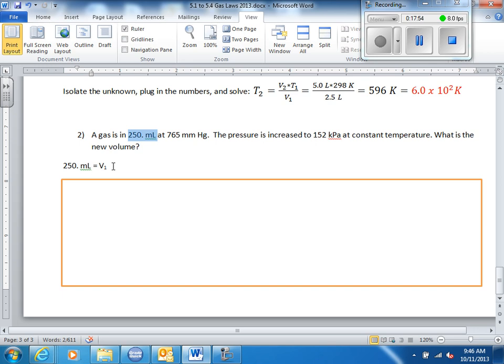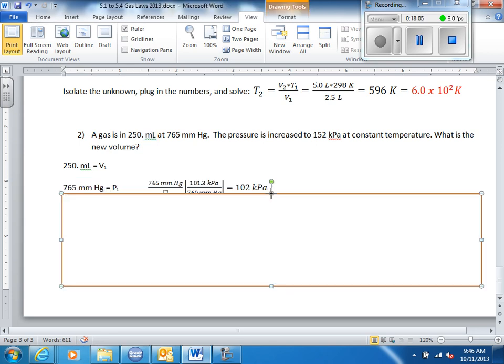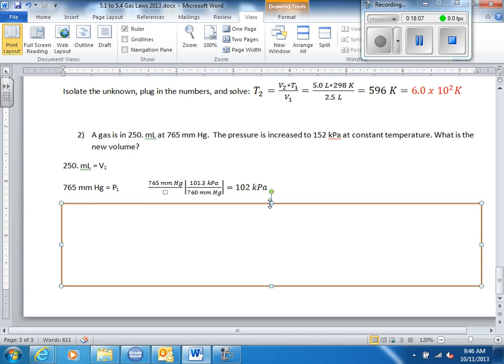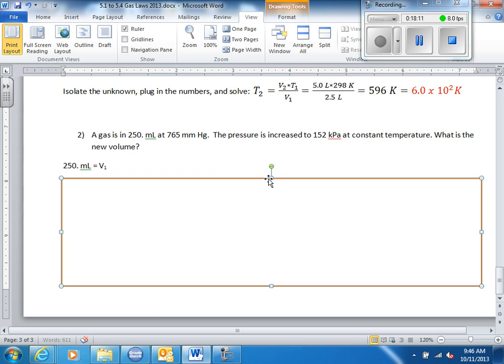And that would be our initial volume because that's what the gas is at these conditions, and then we increase the pressure to get a new set of conditions. So 250 mils is our V1, 765 millimeters mercury is our P2. Now, just ignore that part for a moment. We're going to go this way. No, we'll just leave that up there.